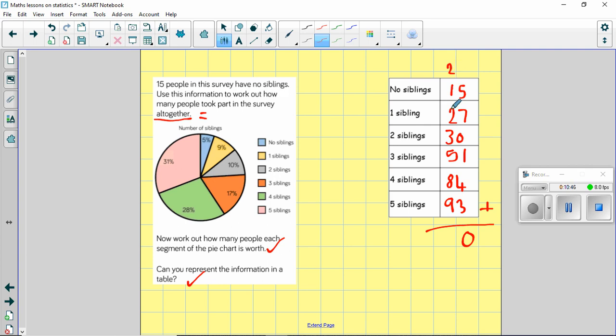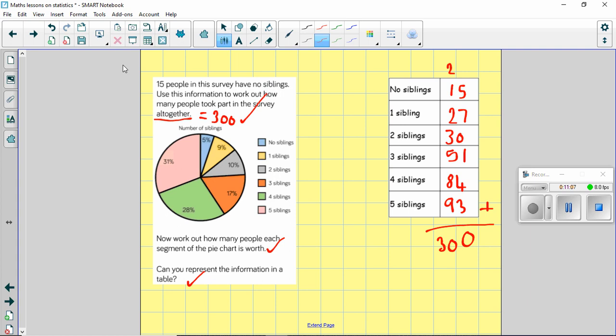2 add 1 is 3, 4, 5, 6, 7, 8, add 5, 13, add 8 is 21, add 9 is 30. So how many people took part in the survey altogether? The answer is 300. Fab.